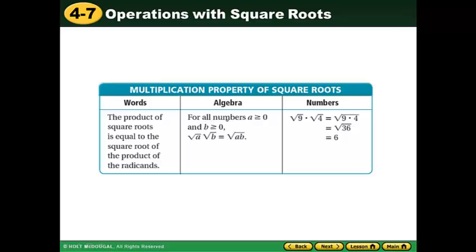Okay, and then for all numbers a that are more than 0, and all numbers b that are more than 0, if we have square root of a times the square root of b, we can combine them and put them together. Okay, we did that before. So here we have square root of 9 times the square root of 4. We can just combine them together and do square root of 36, and we get 6.